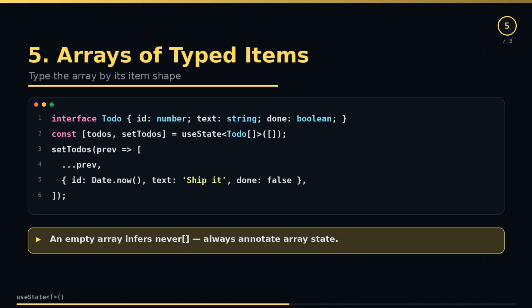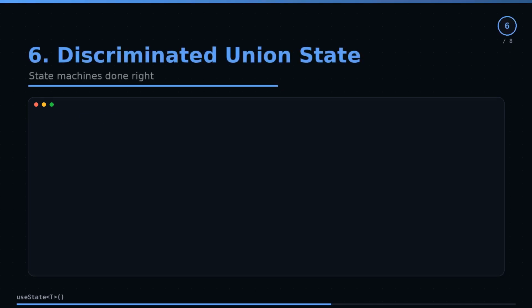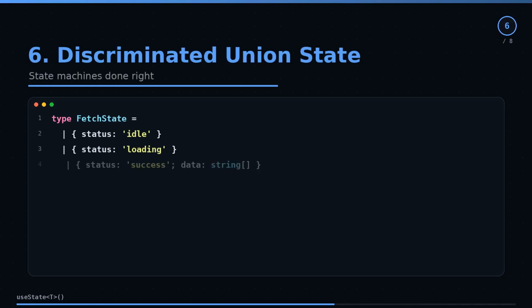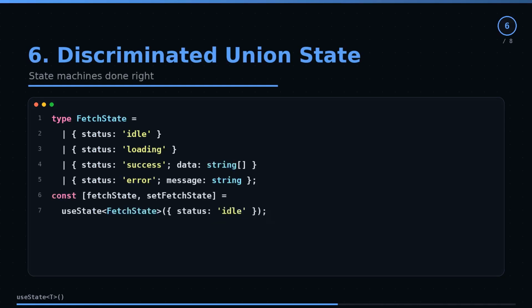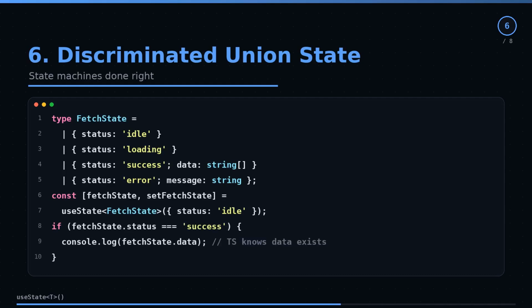5. Arrays of typed items. Arrays follow the same generic pattern. Always type the array by its item shape, not just as any. interface Todo {id: number, text: string, done: boolean}. const [todos, setTodos] = useState<Todo[]>([]). setTodos(prev => [...prev, {id: Date.now(), text: 'ship it', done: false}]). An empty array gives you never[] with no generic. Always annotate array state explicitly, even when it starts empty.